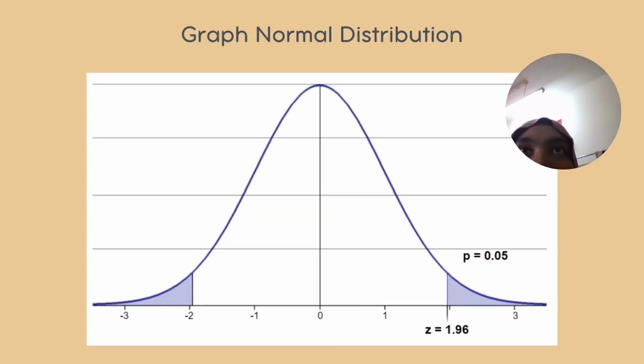So this is the normal distribution graph. Since the significance level is a positive 0.05, the graph is on the right side. This is the significance level, and this is the critical value of z that we got just now, 1.96. So that's all from me.